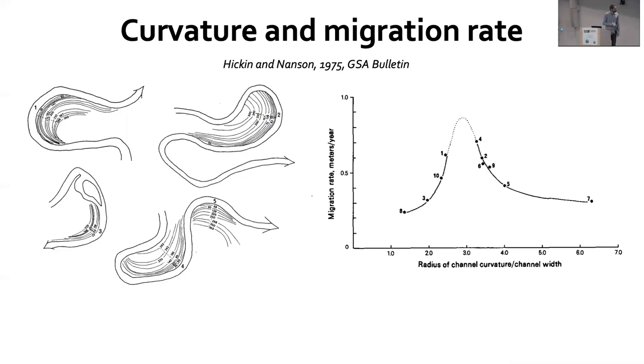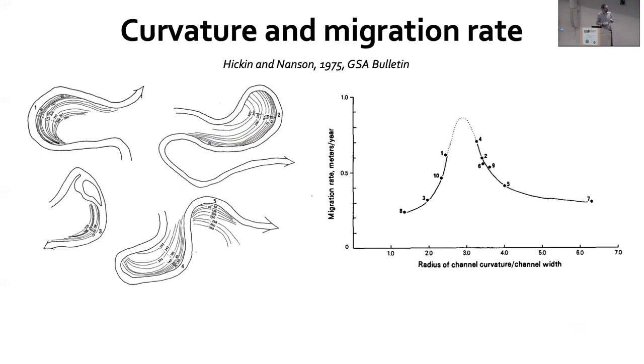And they said that there seems to be this relationship where at low curvatures, which is actually over here, curvature is 1 over radius of curvature, of course. So low curvatures, low migration rates, then you reach a maximum migration somewhere in the middle at around 3 for this parameter. And then migration rate declines again if you go to higher curvatures, which are over here.